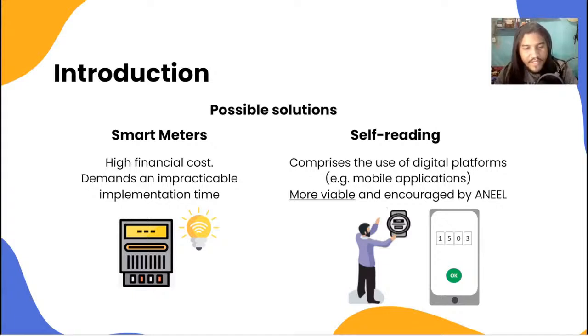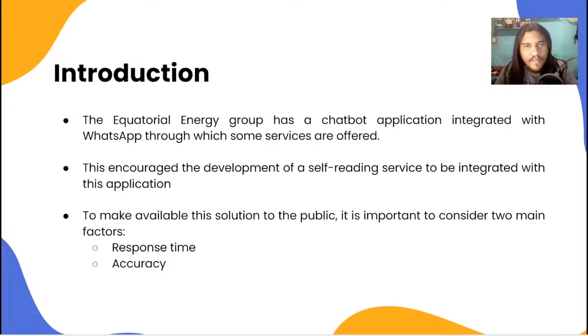However, this solution has a high financial cost and demands an impracticable implementation time because there are many meters to be replaced. On the other hand, self-reading is a more viable solution and is encouraged by the Brazilian Electricity Regulatory Agency. Self-reading comprises the use of digital platforms, for example mobile applications, through which the consumer performs the reading of his energy consumption. The Equatorial Energy Group has a chatbot application integrated with WhatsApp through which some services are offered. This encouraged the development of a self-read service to be integrated with this application.